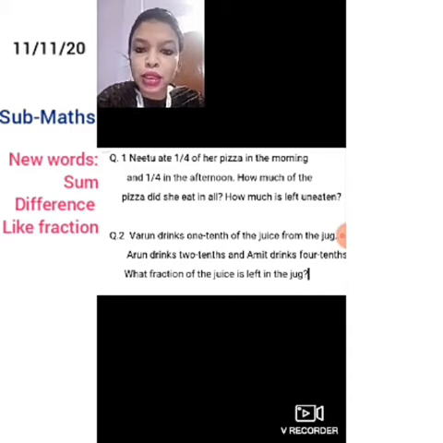So what is the process here? Neetu is the name of a person and she has eaten 1 by 4 of the pizza in the morning and 1 by 4 in the afternoon. You have to find out how much she has eaten and how much is left. The next question is: Varun drinks 1/10 of the juice from the jug. 1/10 is given in words, you have to convert it into numbers. Arun drinks 2/10 and Amit drinks 4/10. What fraction of the juice is left in the jug? So find out these 2 answers and you can give it in the Google Classroom.